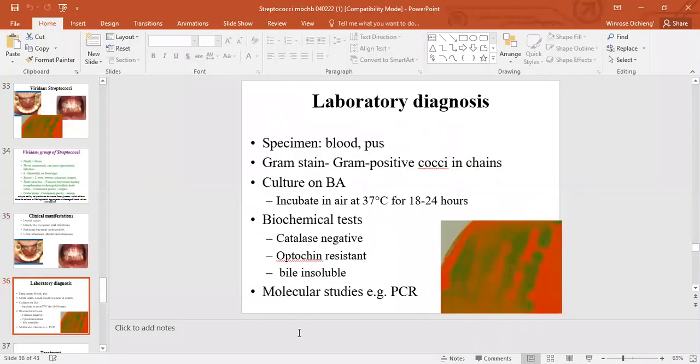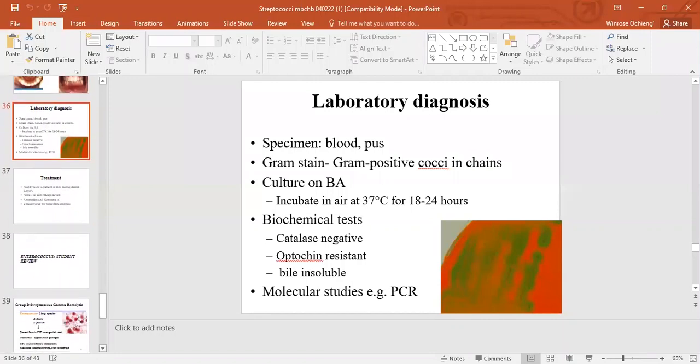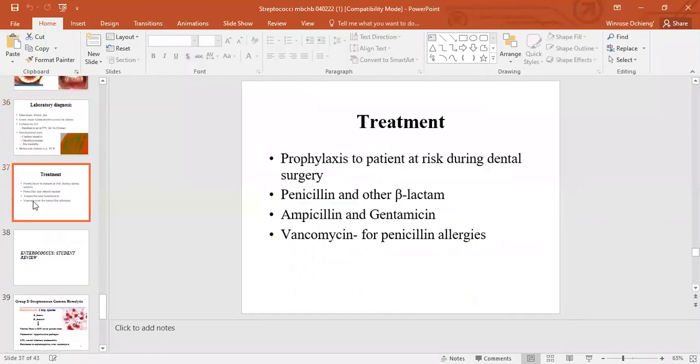So laboratory diagnosis, I will not explain it here; it will be explained in the laboratory because of our time. I'm seeing most of you now want to leave for the practicals.